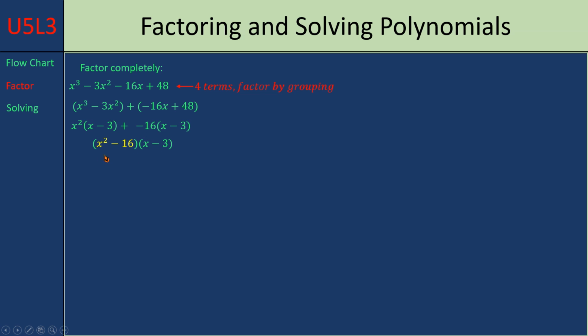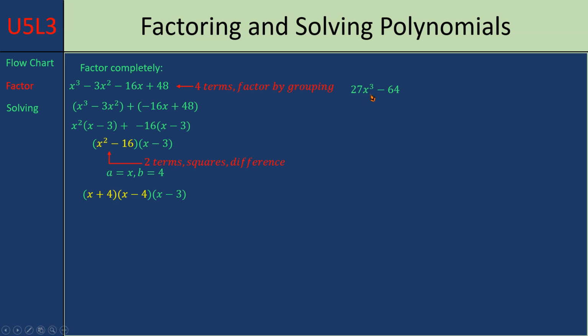Now I have to look again. x squared minus 16 is 2 terms, right? And each of them is a square, and they're different. So I can factor this again. So I find out A and B. A is x, B is 4. So I factor that, and I get x plus 4, x minus 4. And then x minus 3, can't factor that, right? Because it's already lowest degree for x. Okay, next problem.